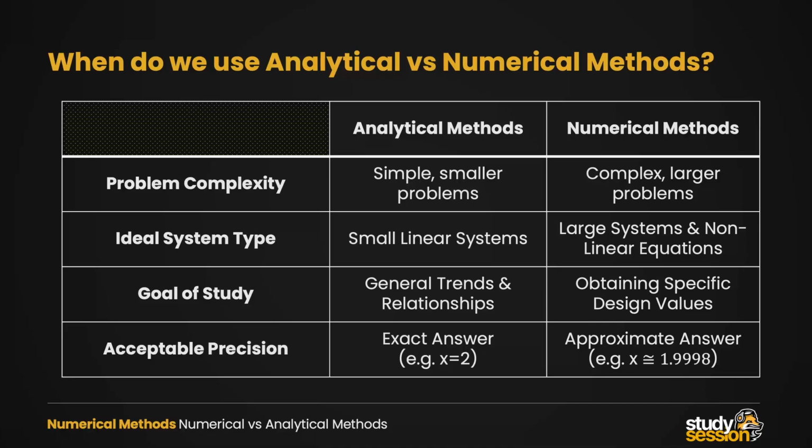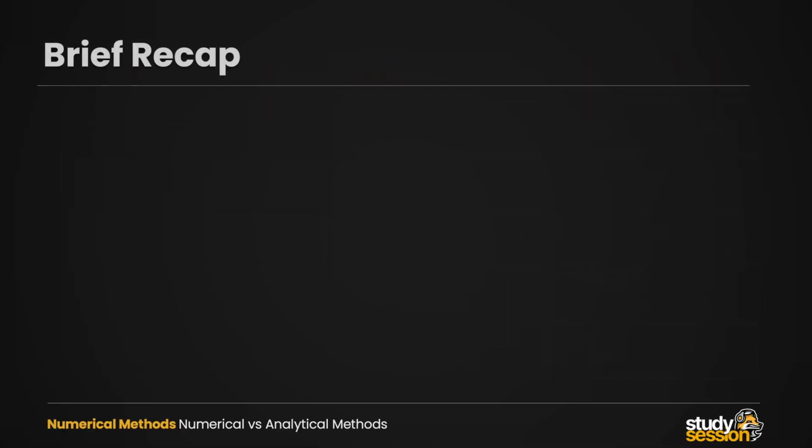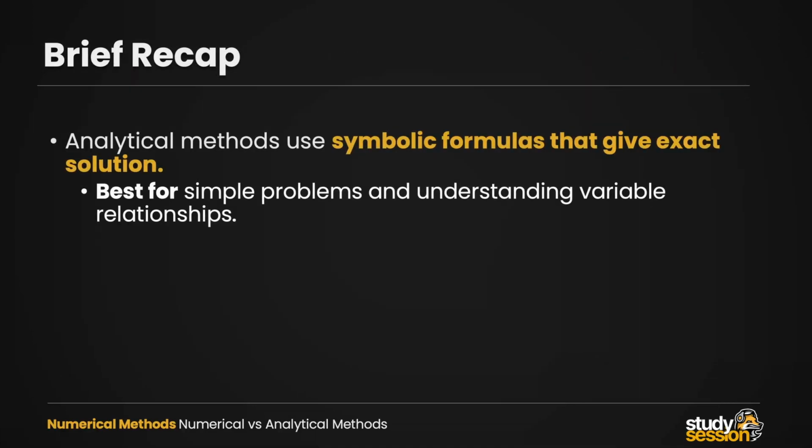But we use numerical methods when the problem is more complex, nonlinear, or a large linear system, or has no analytical solution. You're dealing with massive systems of equations, like simulating weather patterns, airflow over a wing, engine block design, anything like that. And when we deem an approximate answer is good enough, which for most real-life applications is what we use. In conclusion, analytical methods use symbolic formulas to find the exact solution.